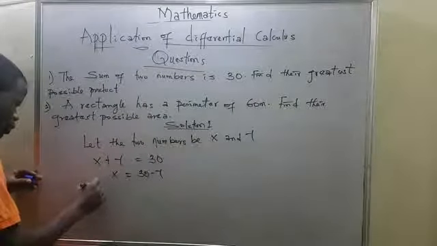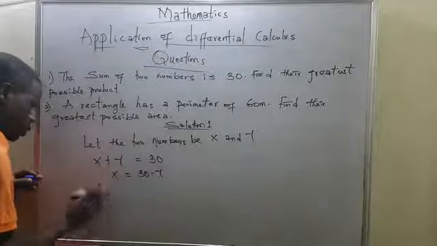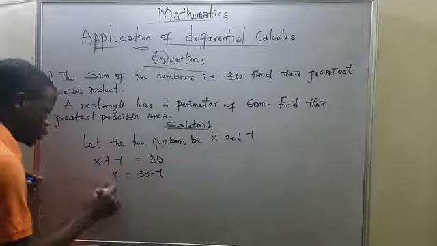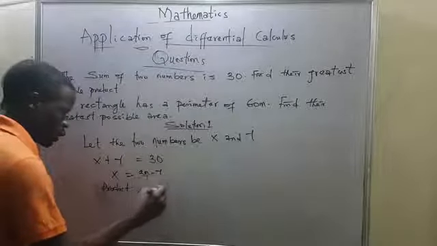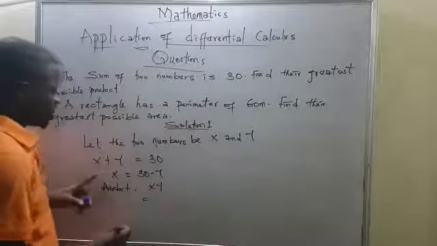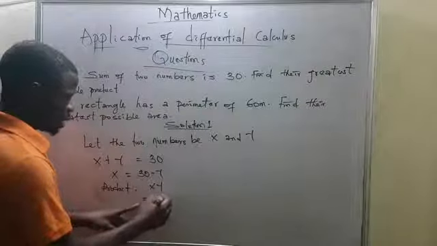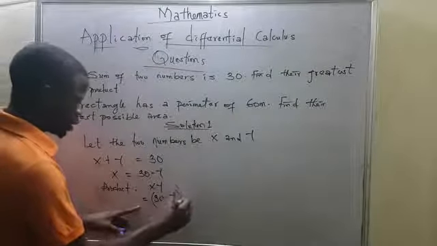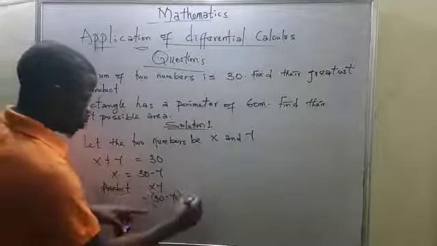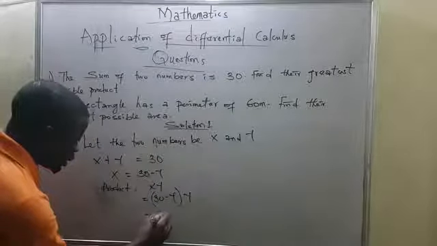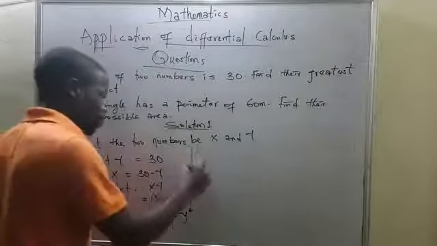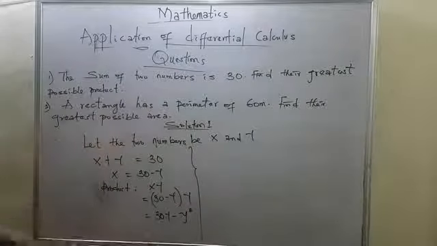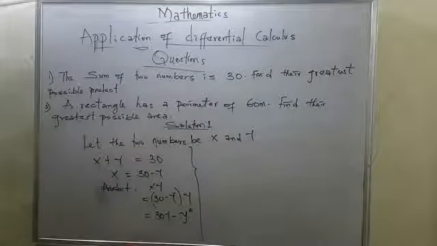So their product, which is xy, can be equal to what? Since x is already 30 minus y, close the brackets, x for x, then y, that's y. Do you get that? So that will be 30y minus y squared. Now, this is their product. The question says, find their greatest possible product. That's what the question says. So what do we do now?